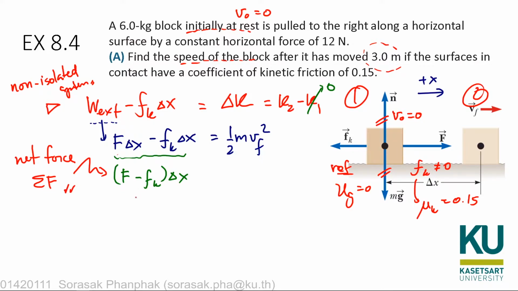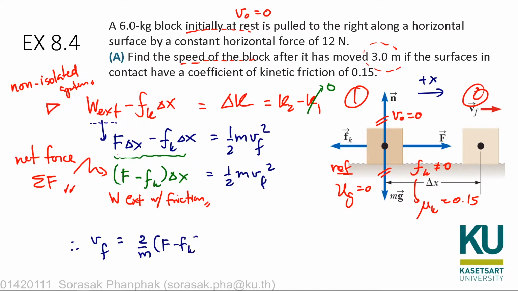This is your external work with friction. So your final term only has 1/2 m Vf squared. If you would like to determine the Vf, you can rearrange this term into the square root of 2/m times F minus Fk times delta X.